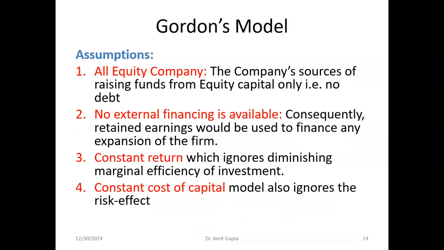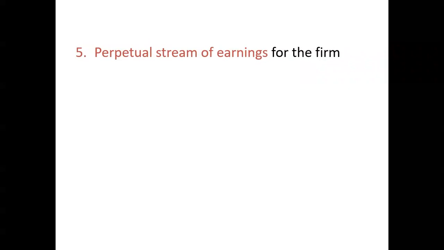And a constant return, which ignores diminishing marginal efficiency of the investment. So, constant cost of capital, similar in nature to Walter's model. Then, a perpetual stream of earnings of the firm, which means the company as well as its sources of earnings are perpetual in nature. The company always gets its earnings. It is continuous, permanent in nature, and corporate taxes don't exist.